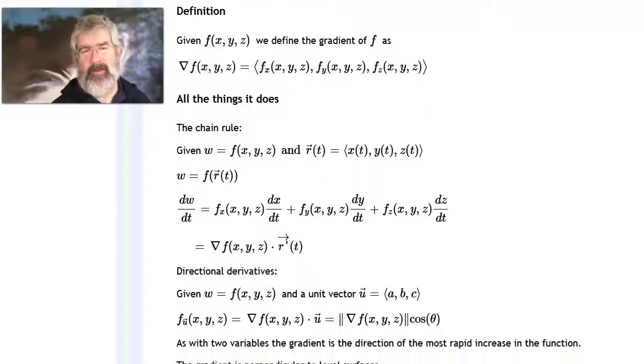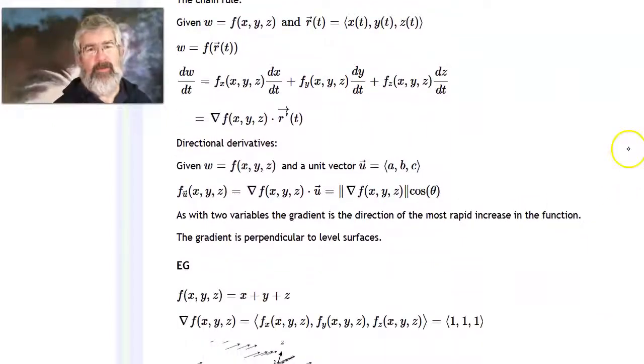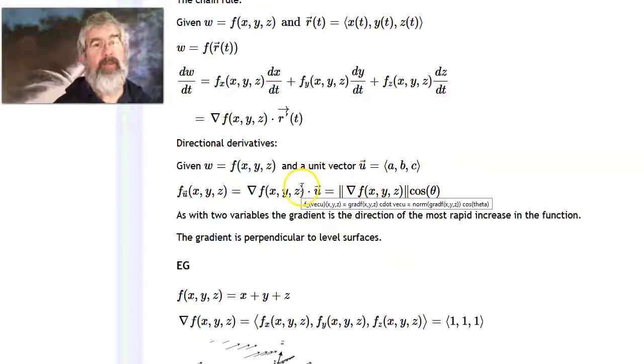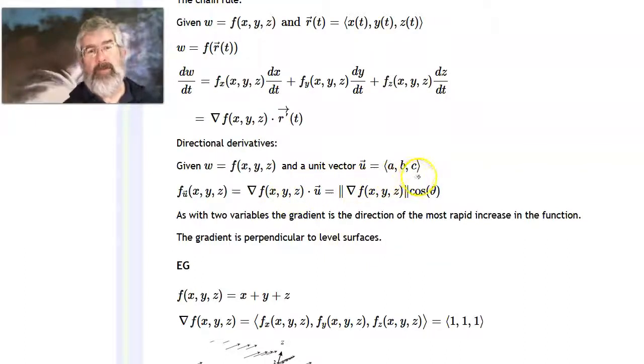Likewise, it was related to the directional derivative. If you've got w as a function of x, y, and z, and you've got a unit vector, and you want to know the derivative of that function in the direction of the unit vector, well, the derivative in the direction of u of the function f is the gradient dotted with u. And we saw that that was the length of the gradient times the cosine of the angle between the gradient and the vector u.